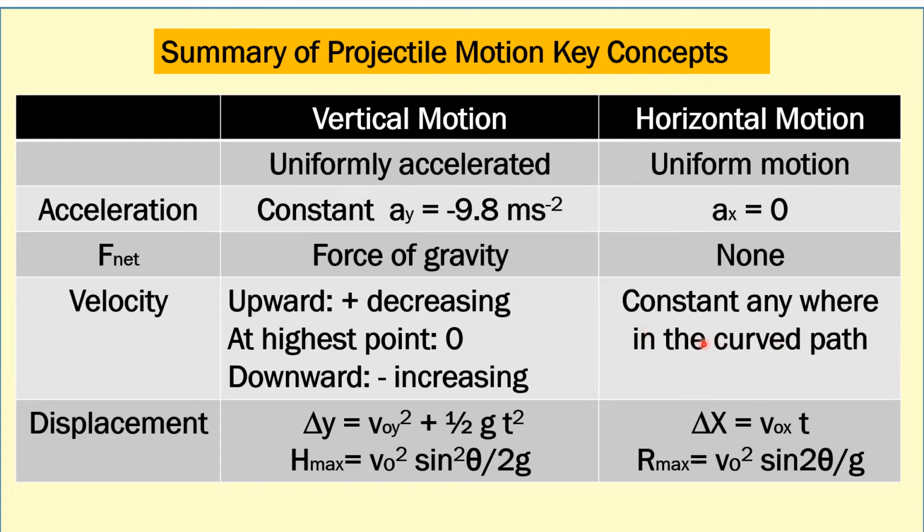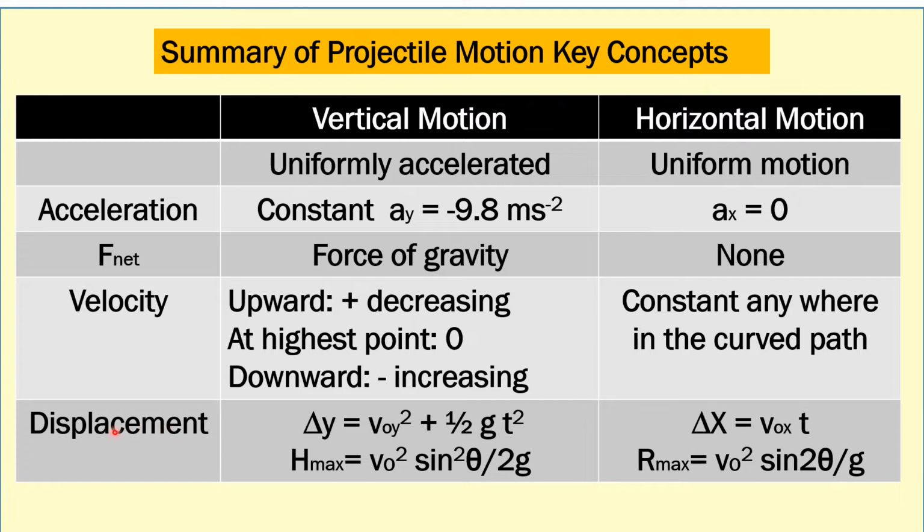As far as the horizontal motion is concerned, it is referred to as uniform motion. The phrase uniform motion, in fact, describes that the horizontal component of the velocity is constant. Constant in magnitude, constant in direction. Right. Now, let's go to the displacement or the distance.